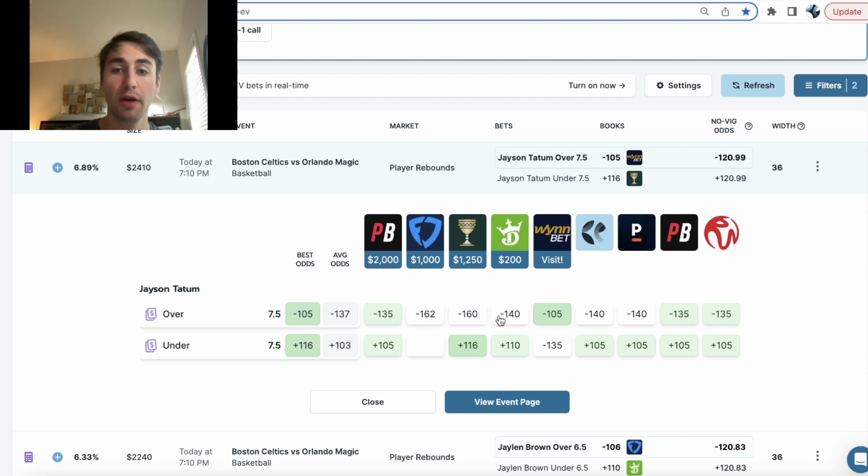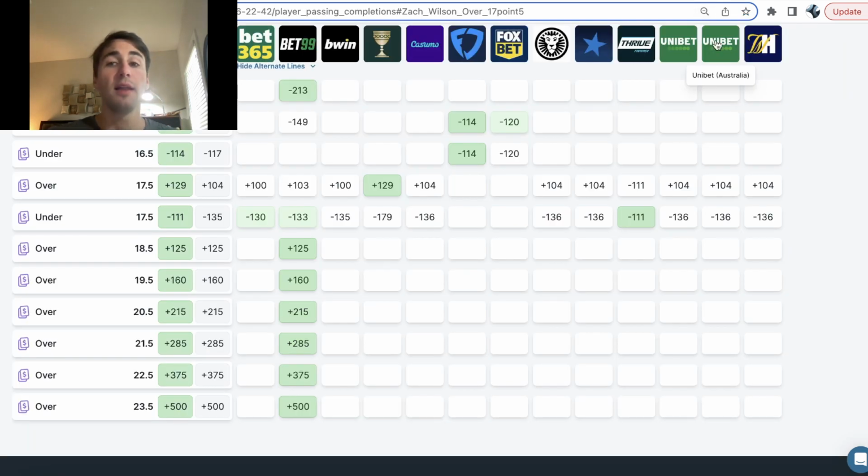And again, pure value. No other sportsbooks giving us better than minus 135. You don't even have to know anything about basketball. It's pretty clear that being able to get Tatum over 7.5 rebounds at minus 105 is ridiculous value, right? This is definitely a play we want to be all over. So I hit it. Let's go on.